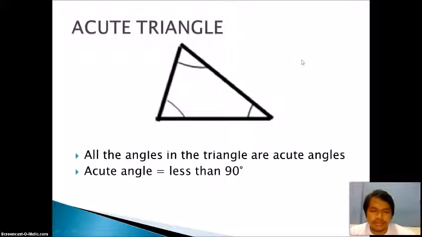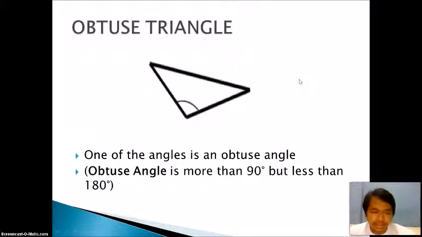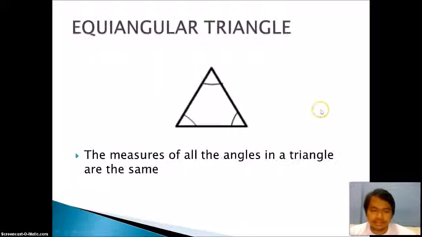This here is the acute triangle. It is a triangle in which all three of the angles are acute. An acute angle is an angle of less than 90 degrees. This here is the obtuse triangle. An obtuse triangle is a triangle which is made up of an obtuse angle, which is over here. An obtuse angle is more than 90 degrees but less than 180 degrees.